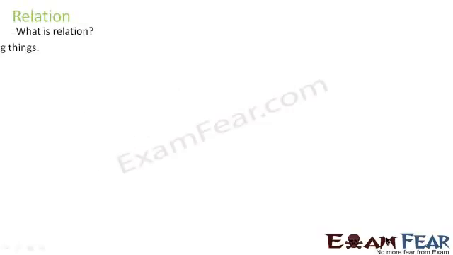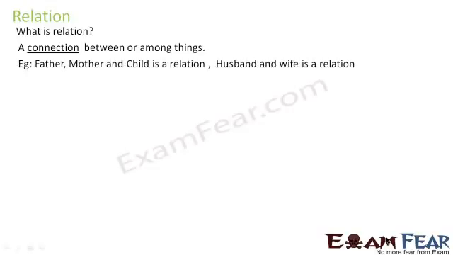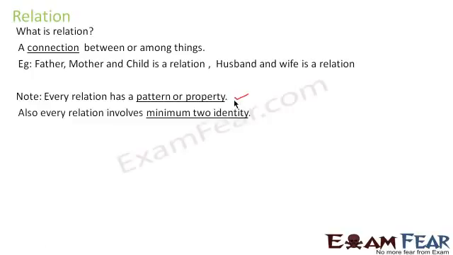Relation. What is relation? Relation is a connection between or among things. For example, when I say relation between father, mother and child, there is a relation. Relation between husband and wife, there is a relation. Also, note that every relation has a pattern and every relation involves minimum two identities.